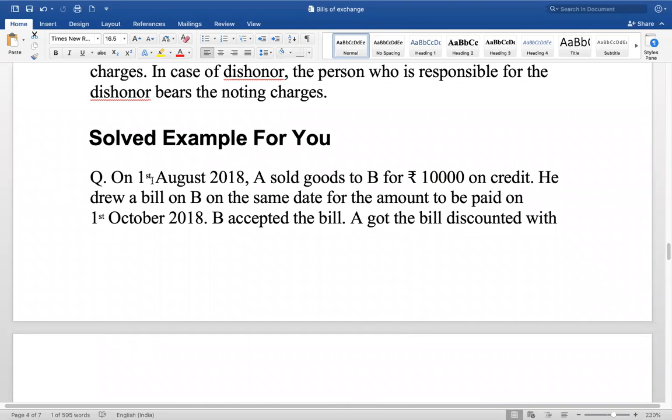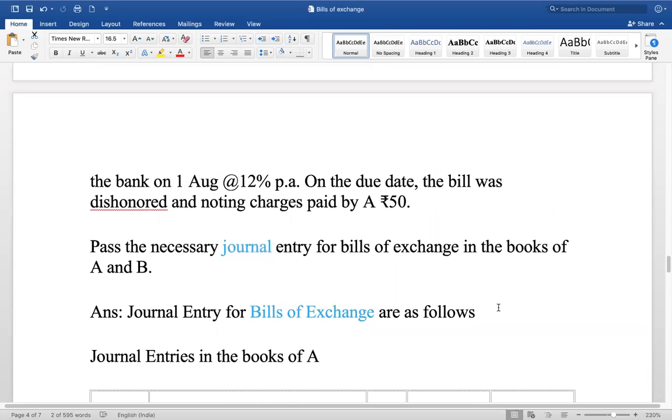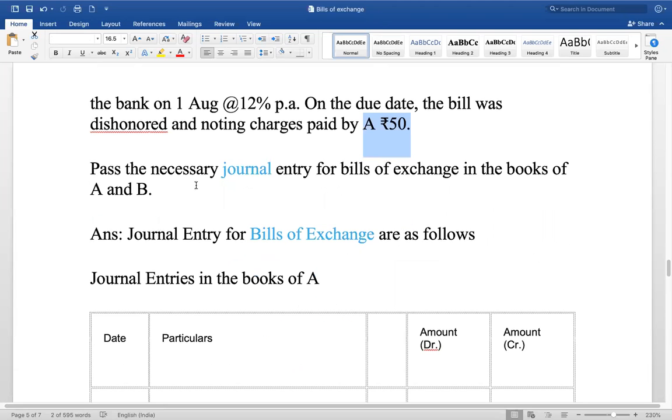Who drew the bill? Who is the drawer here in this case? A sold goods to B. A is the drawer because he sells goods. Who is the drawee? B is the buyer. To B it is sold. B is the drawee. And who pays the noting charge? The drawer pays the noting charge. Pass the necessary journal entry for bills of exchange in the books of A as well as B.